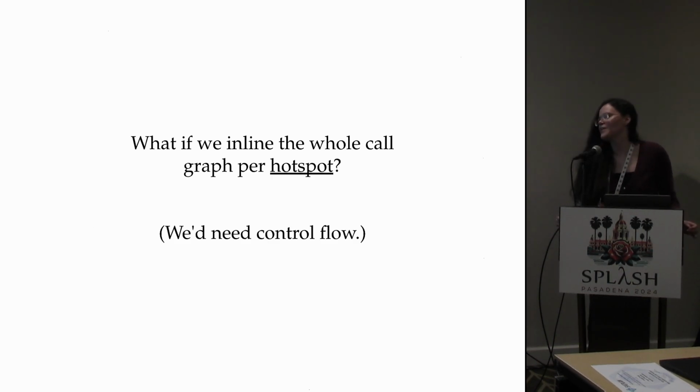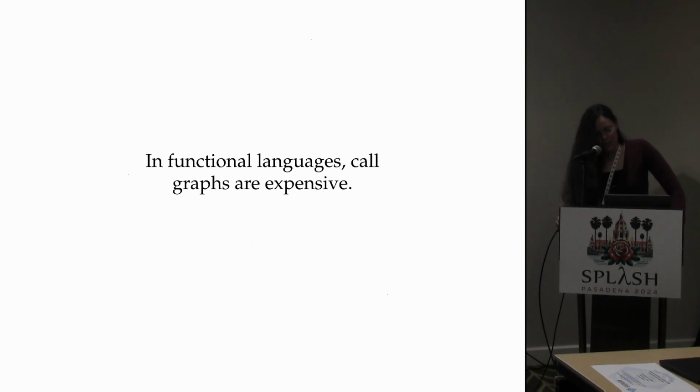And a hotspot here is just, you have a function or a bit of code that takes a really long time to execute, so it's really computationally expensive. If we want to do that, we need some sort of control flow. So the thing is, in functional languages, call graphs are really expensive. Like if you want some sort of context-sensitive polyvariant analysis, that's going to be exponential time complete. And if you're not so choosy, and maybe it's okay if it's context-insensitive, that's going to be cubic. And neither thing is super, super easy to implement in practice.